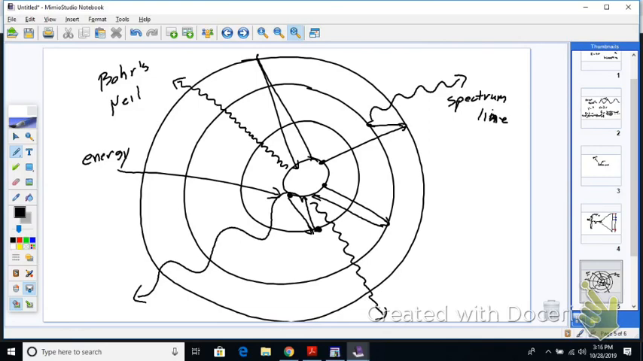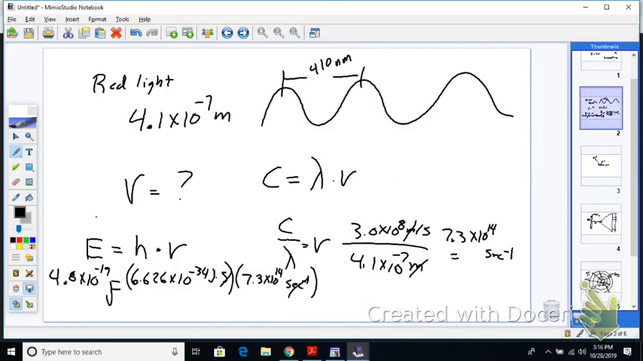Which one has the highest frequency up here of wave? So if we had 1, 2, 3, 4, which one's the highest frequency? 1. Number 1. Shortest wavelength, highest. Which one has the highest energy of those 4? 1. Because when we go back to this equation, higher frequency, higher energy. Higher frequency, higher energy.